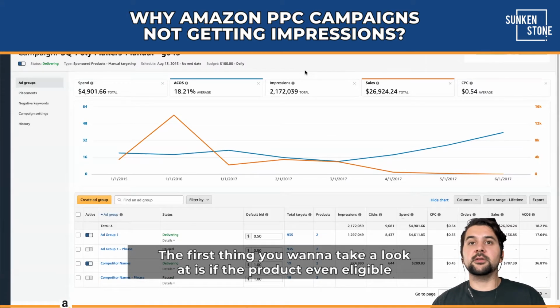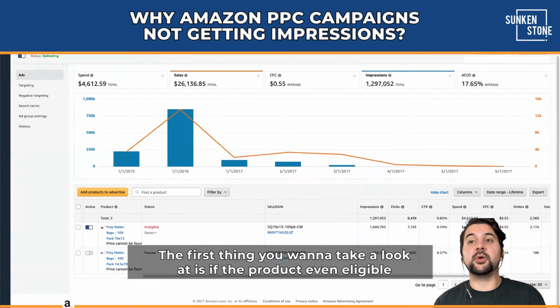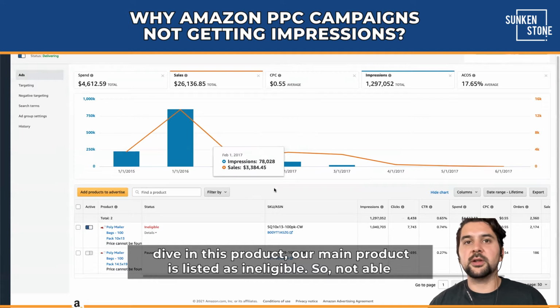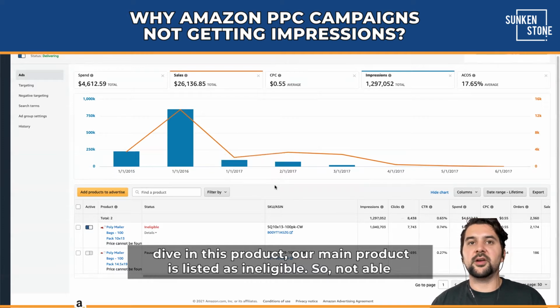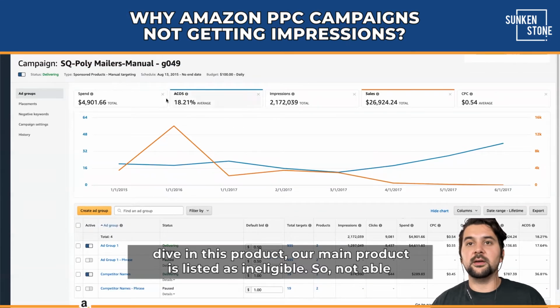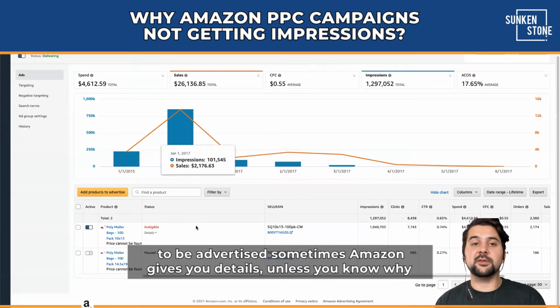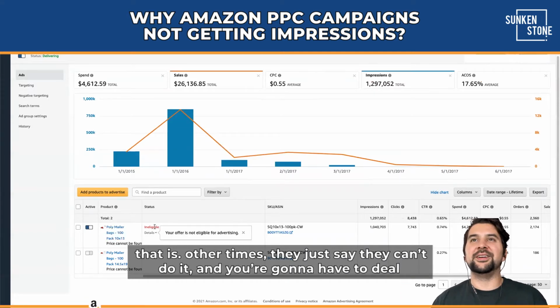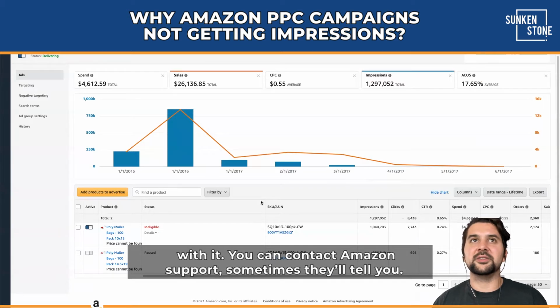The first thing you want to take a look at is: is the product I'm advertising even eligible to be advertised? So we're looking at this manual campaign before. If we dive in, this product we have here, our main product, is listed as ineligible now. So not able to be advertised. Sometimes Amazon gives you details and lets you know why that is. Other times, they just say, nope, can't do it.